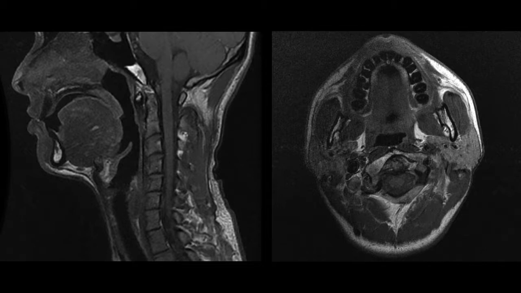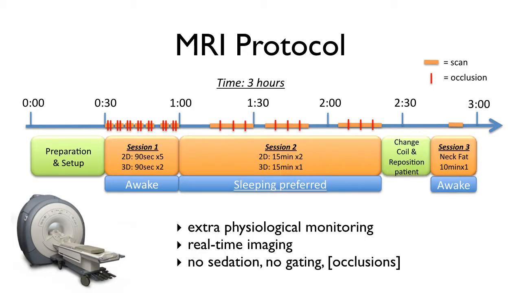And so our work has been geared towards doing faster imaging and dynamic imaging. The protocol we've been using over the years involves preparing patients for the MRI and then doing a series of 2-dimensional real-time and 3-dimensional real-time scans while they're awake, and then repeating those scans over a longer period where we can get them comfortable and hopefully they'll fall asleep.